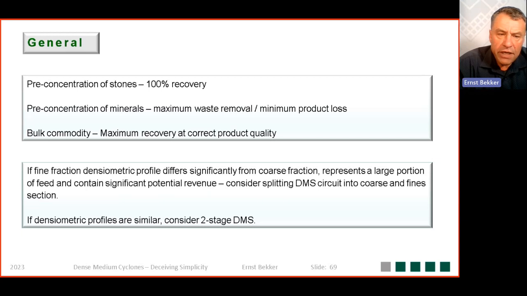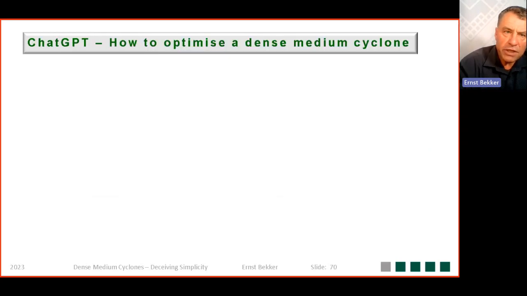If the fines are a large portion and can contain a significant portion of revenue, maybe consider using a two-stage DMS process. That is just to ensure that optimal separation efficiencies, or the efficiency of the process, can be maximized. It's not always common, but that's an option that can be exploited.